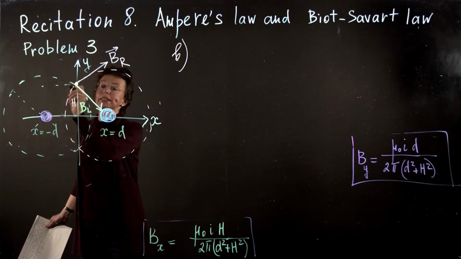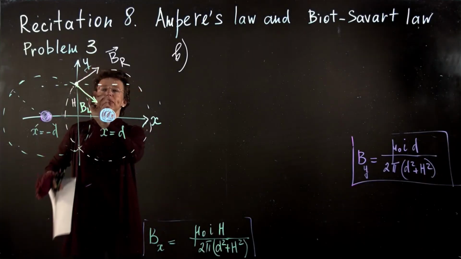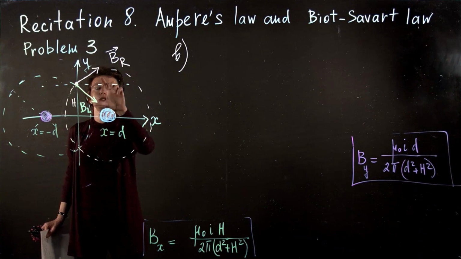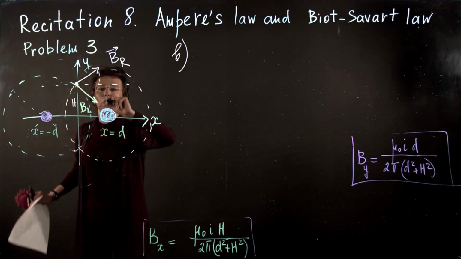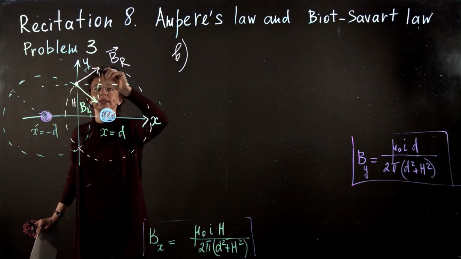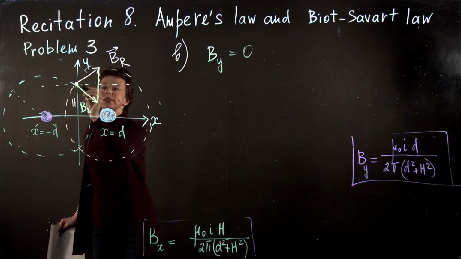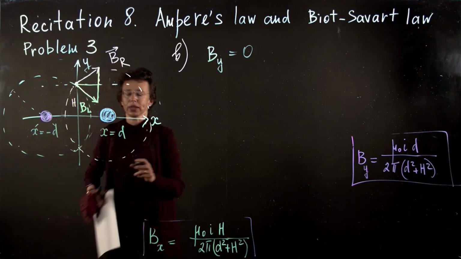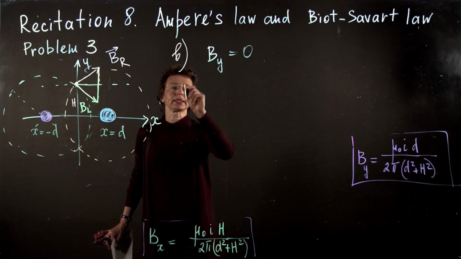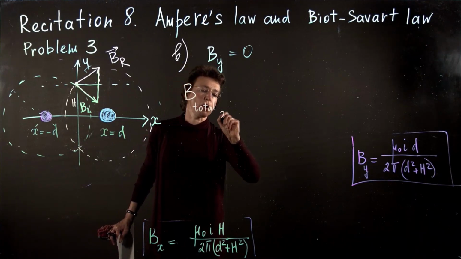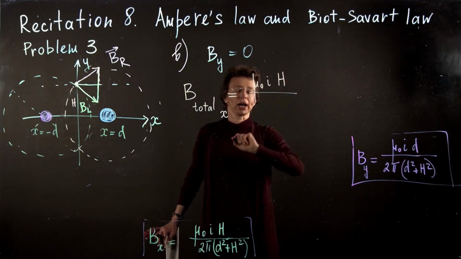And we immediately see from symmetry that the y components of the magnetic field cancel each other. Looking at these lines of the magnetic field created by the left and right wires, from symmetry we immediately see that the y components cancel each other. So the net y component B sub y will be 0. The x components have the same magnitude, so the total x component will be twice the x component of the magnetic field created by this right wire.